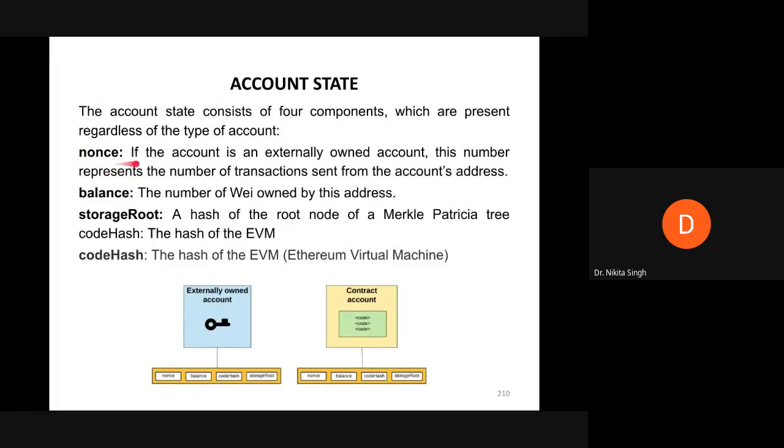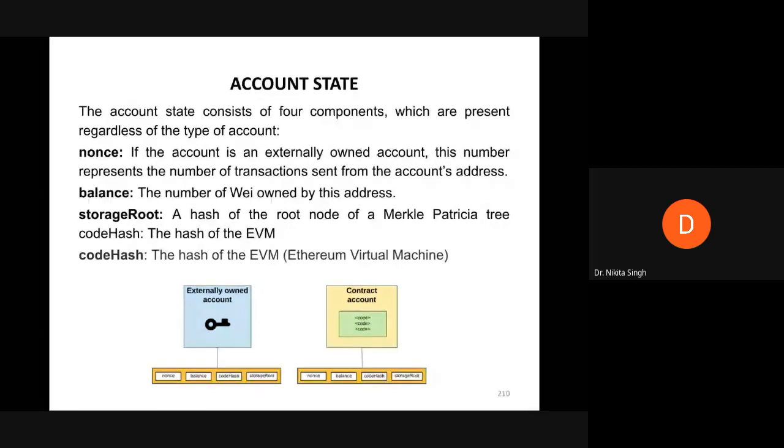But if you look here, we have a nonce in the account state. And it says that nonce with respect to Ethereum means the number of transactions that have been sent from the account's address. Now this becomes confusing. Previously, when we were using proof of work, there was this number nonce that we used. But here in the definition, it says that nonce is a number that represents the number of transactions sent from an account.